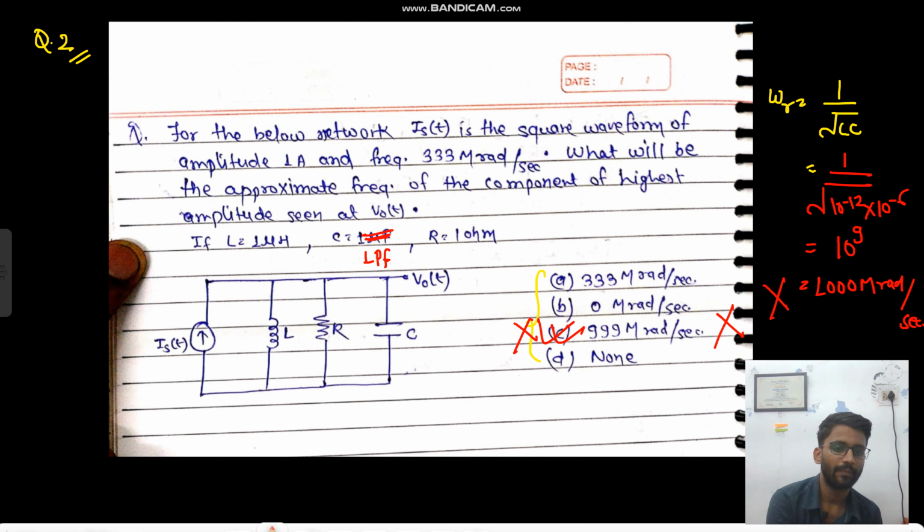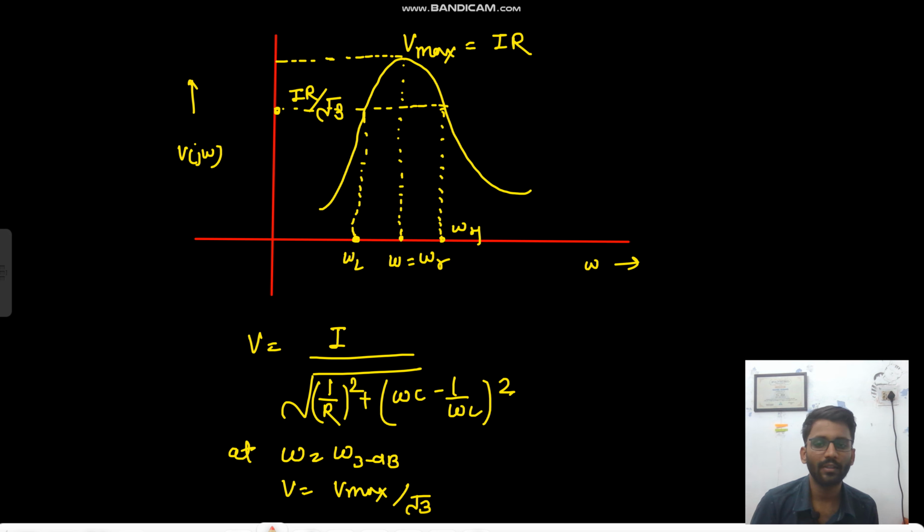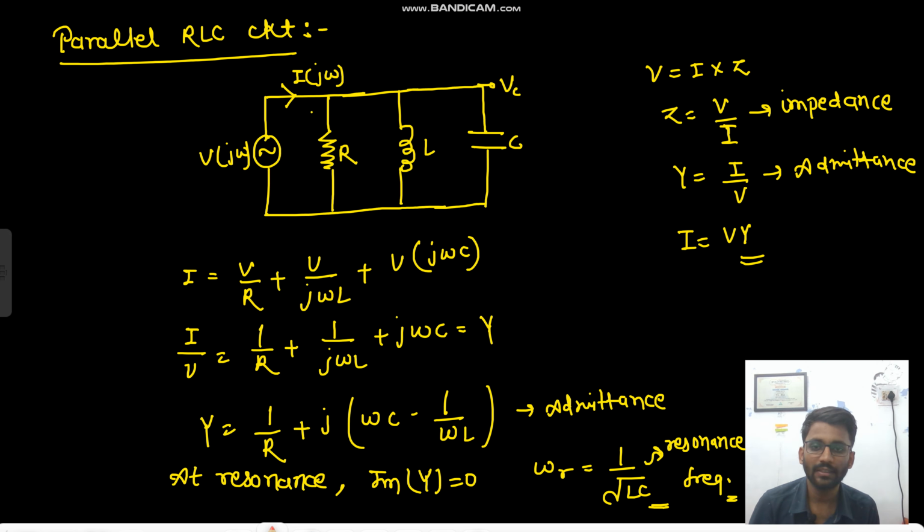Why so? Because this concept is valid if your current source is applied. Here you can see you have applied a voltage source, you could have applied a current source here as well. Now, there is a mistake in this question. This should have been a current source only.